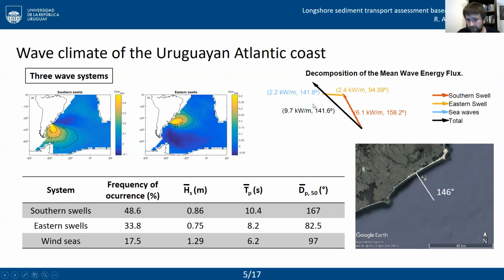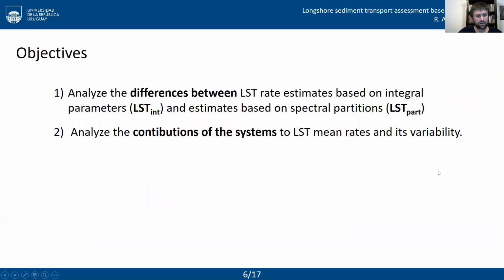Another observation is that the largest fraction corresponds to the southern swells, and the eastern swells present a smaller fraction than the southern ones, and an obliquity that is almost 45 degrees with the coast.